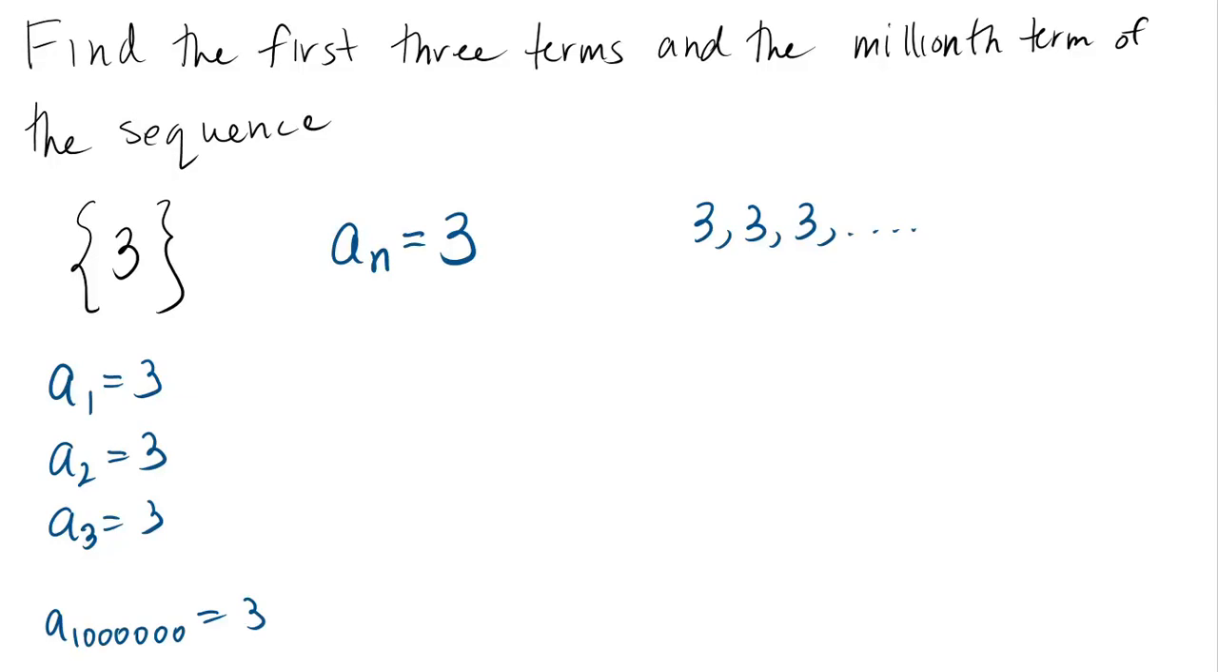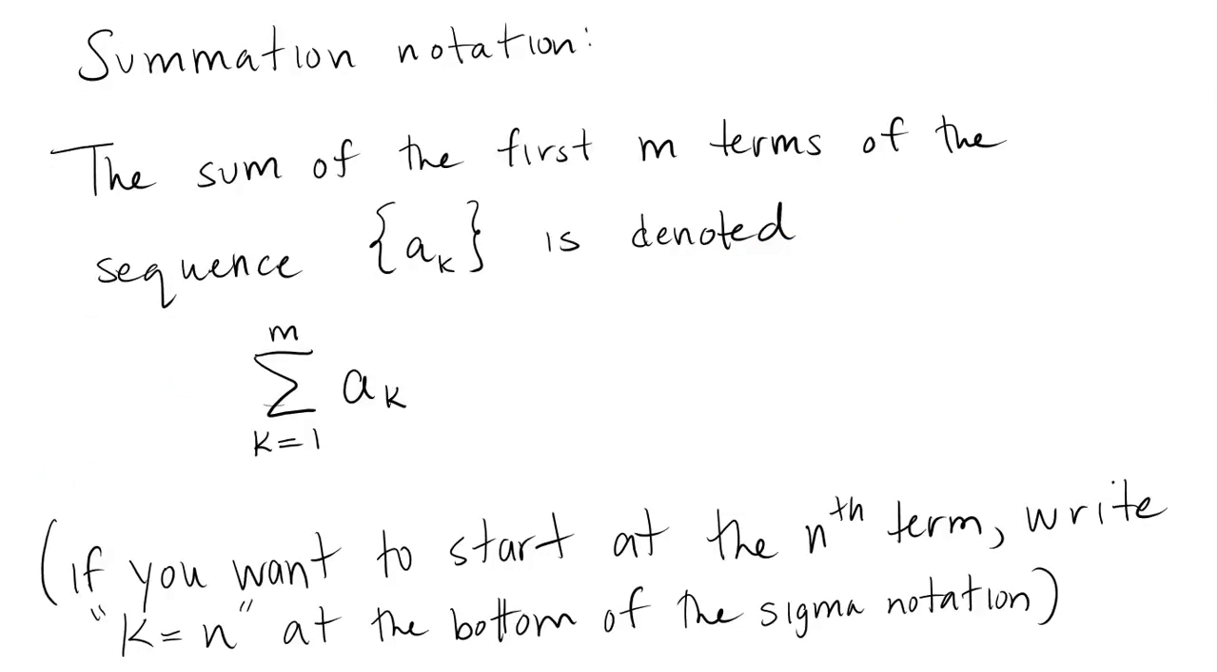Now there are lots of different things that you can do with sequences in math, but we're going to see them as part of summation notation. Summation notation is pretty much what it sounds like. It's a way to denote a sum. It's a way to say that you're going to add up a bunch of things.